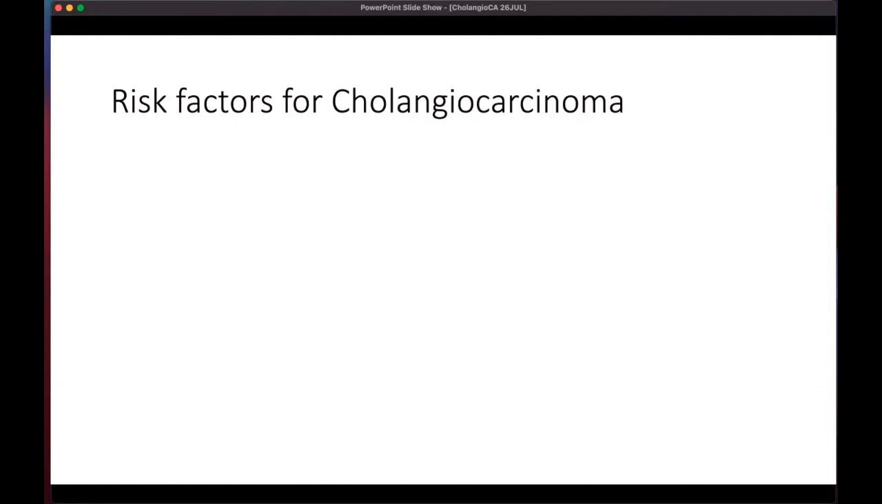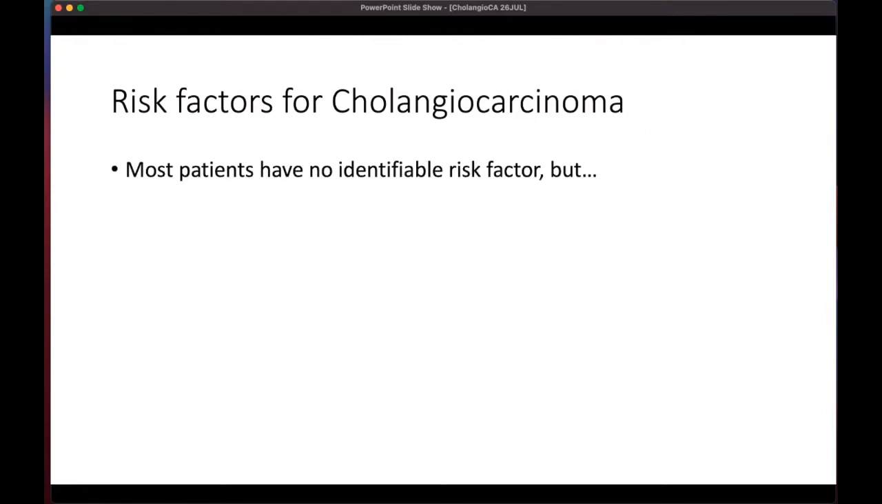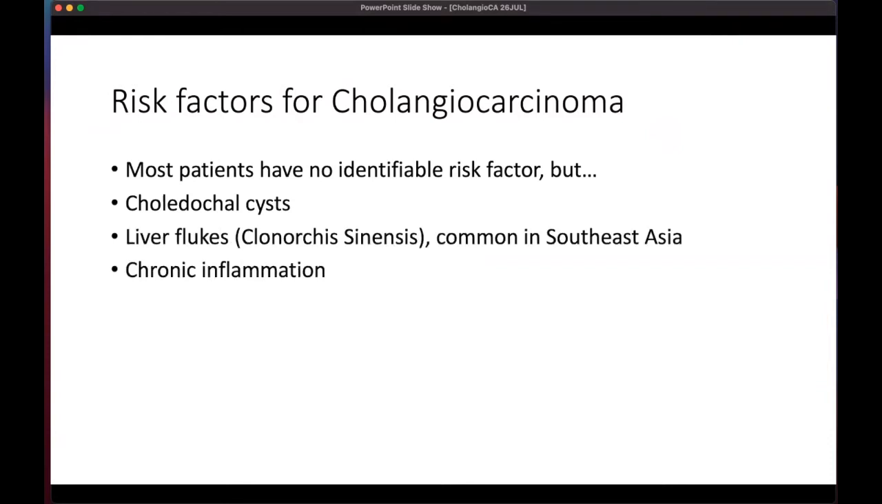And then PSC, yep, that's good. And then anything else? McGovern says choledochal cysts. Yeah, good. So perfect. I think that's all of it. So the biggest thing to keep in mind is that most patients will have no risk factors, but choledochal cysts, liver flukes, and then chronic inflammation such as PSC.